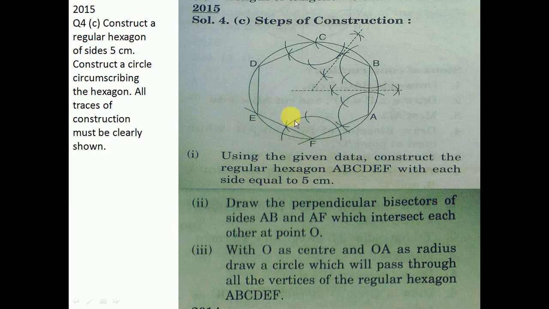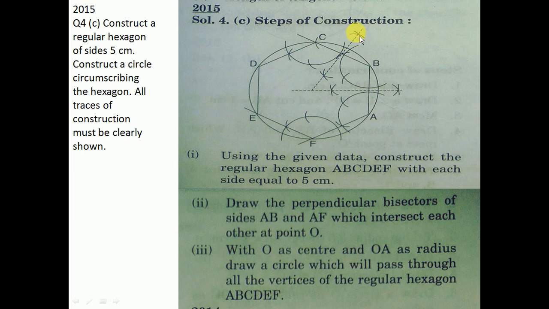Once you construct the regular hexagon like this, now they want to construct a circle circumscribing the hexagon. Means the circle should be outside the hexagon. Means it must touch all these points or vertices of the hexagon. Do one thing, you bisect one side. For example, you bisected BC, and you got this line as a perpendicular.